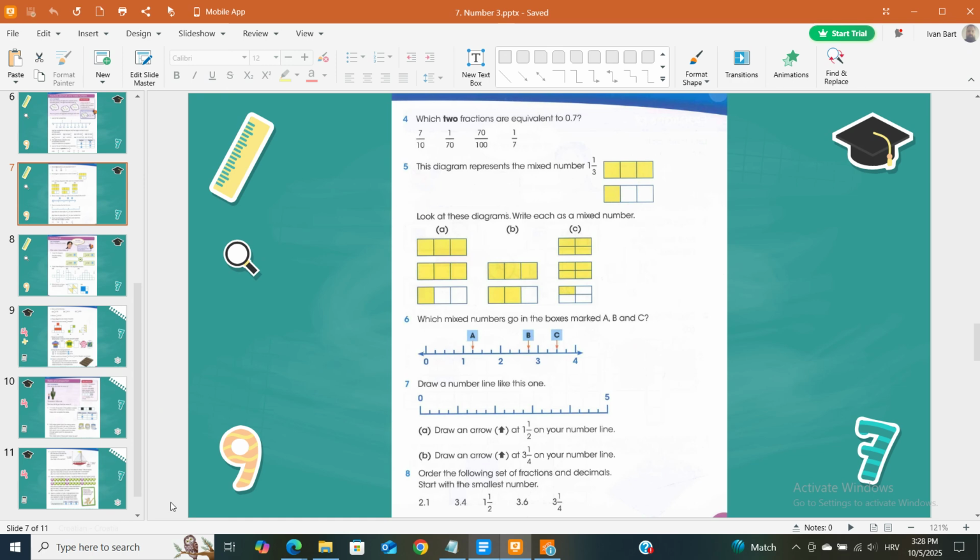Order the following set of fractions and decimals. Start with the smallest number. 2.1, 3.4, 3.6.